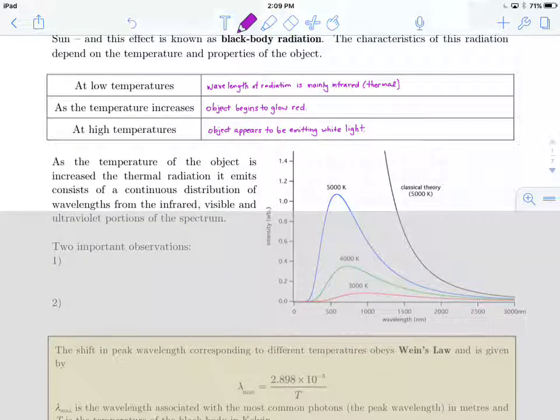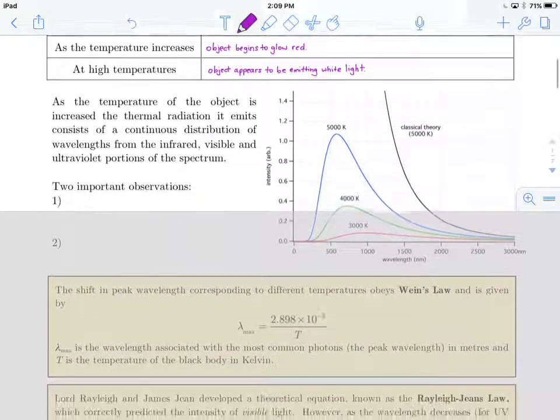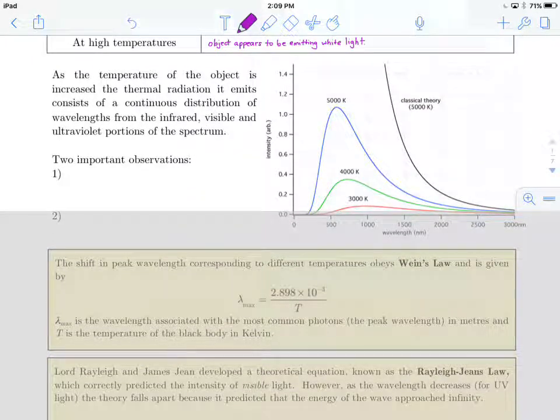Okay, so a couple of things about this phenomenon. When the temperature of the object is increased, the thermal radiation that it's emitting consists of a continuous distribution of wavelengths. Those wavelengths come from the infrared. When it starts to glow, it comes into the visible spectrum. And we can also have some light in the ultraviolet portion of the spectrum being emitted.